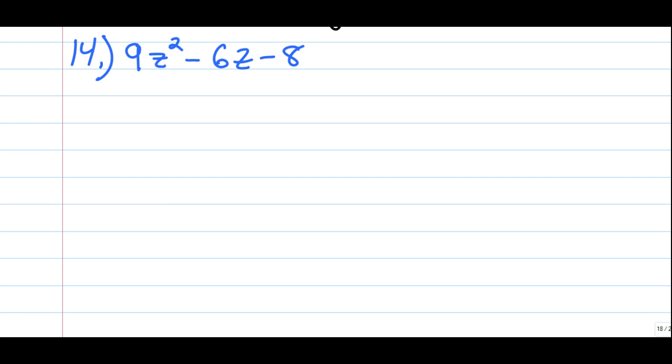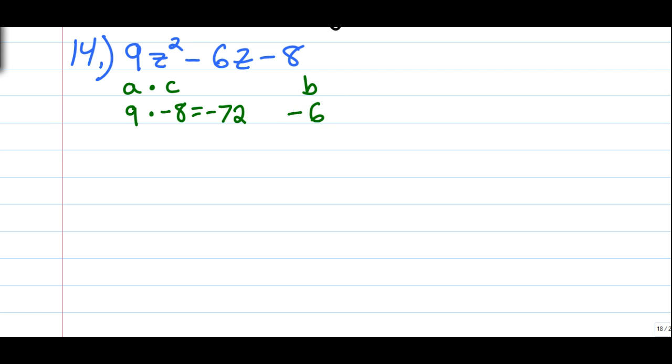In problem number 14, the instructions read, factor completely, if prime, so indicate. Here I have a trinomial, and this time the trinomial has a number in the a position. So I'm going to pull what's in my a position, which is a 9, and what's in my c position, which is a negative 8, and multiply them together to get a negative 72. Now I'm going to pull what's in my b position, which is a negative 6.